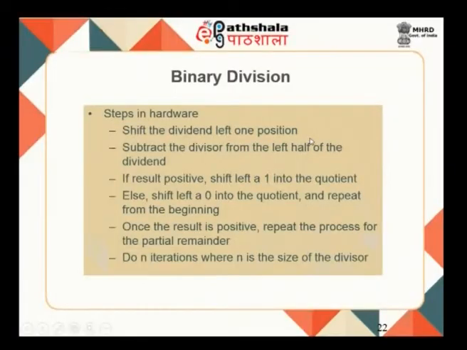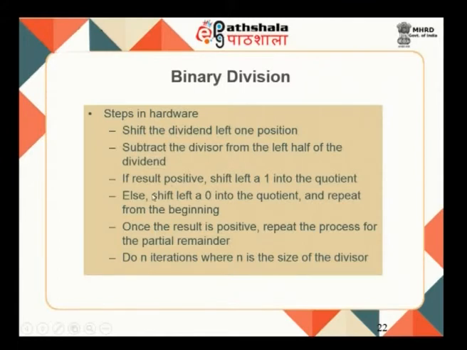If you look at the steps in the hardware, all you have to do is shift the dividend left by 1 bit position. So, you bring in the first bit of your dividend, subtract the divisor from the left half of the dividend. So, you are subtracting the divisor from the bit that you have shifted in, and if the result is positive, then you know that the divisor was equal to or less than the dividend that you considered. So, in that case you have to generate a quotient bit of 1.